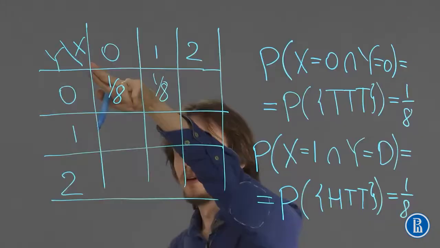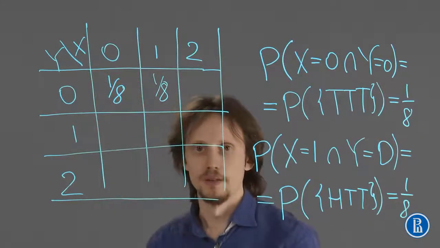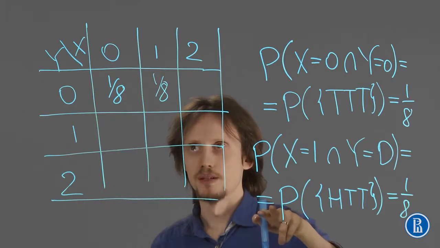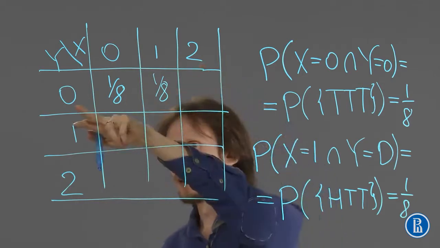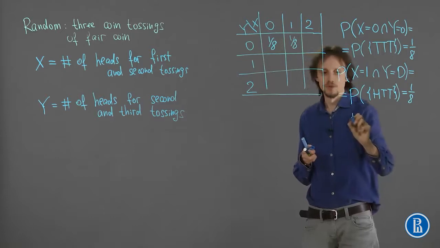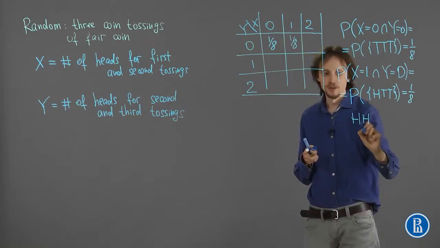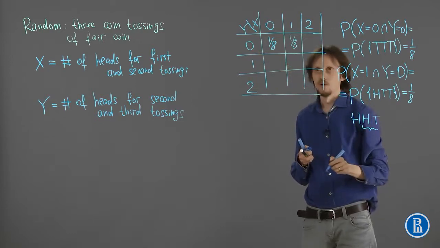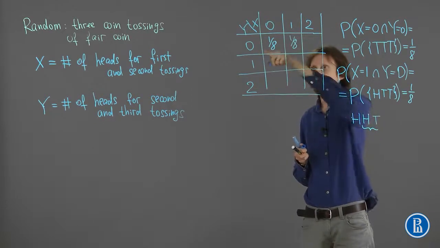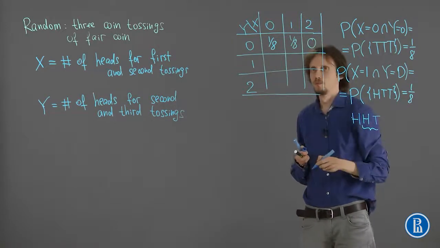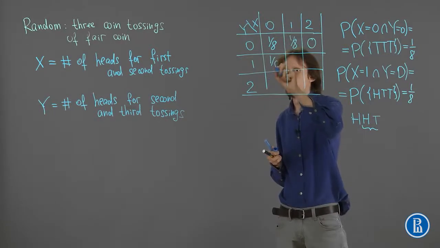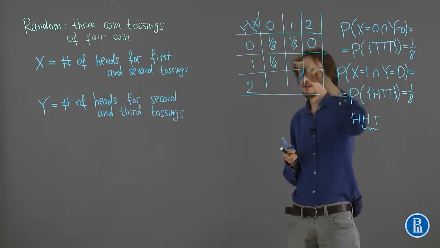What about this cell? If x is equal to 2, it means that the first and second tossings give us heads. But in this case, y cannot be equal to 0, because if the first 2 tossings are heads, it is not possible for the second and third tossings to give us 0 heads. So this is not possible, and the probability of this event is equal to 0. One can see easily that this cell also contains 1 over 8. But this cell is a bit more interesting.